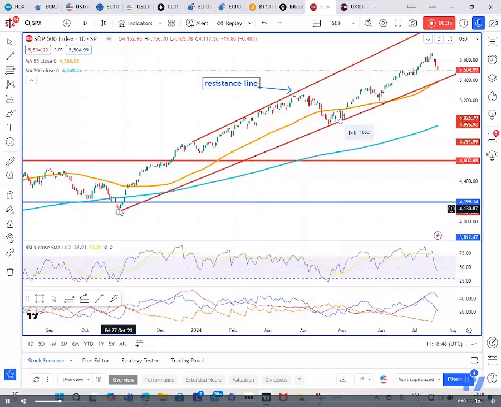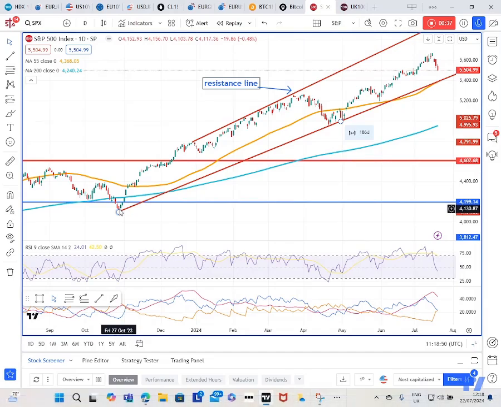This particular market is the S&P. And if we start from around a year or so ago, you can see that the price was nearer to 4,000, and we're currently just above 5,600. So quite clearly, the trend is up.